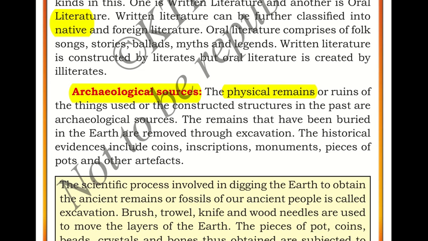What happens after our time? These physical remains will continue to be in existence. So the physical remains of the past can teach us about past events, and they are obtained through archaeological sources. The remains that have been buried in the earth are removed through excavation. The historical evidences include coins, inscriptions, monuments, and pieces of pots and other artifacts. So all these things are valuable because they teach us about our past events.